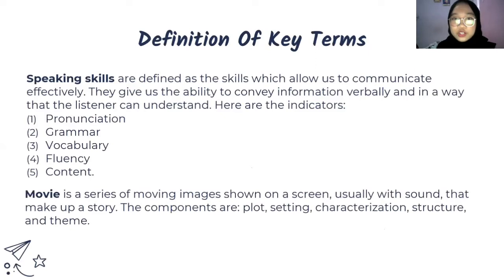Let's move on to the definition of key terms. Speaking skills are defined as the skills which allow us to communicate effectively. They give us the ability to convey information verbally and in a way that the listener can understand. Here are the indicators. First is pronunciation. Pronunciation influences the meaning of words. People with good pronunciation can speak clearly for each word.